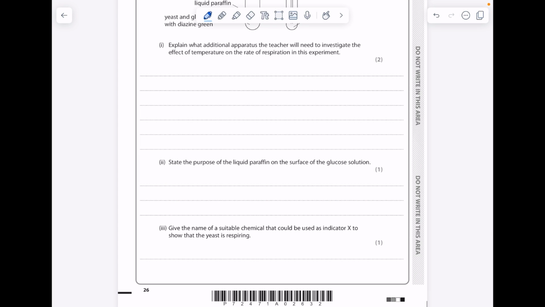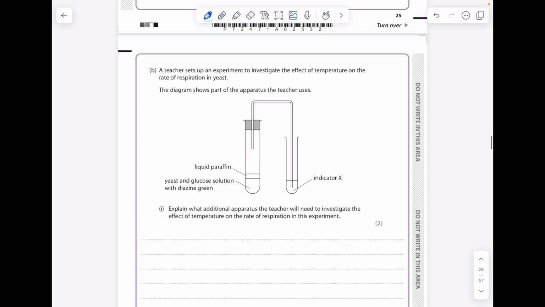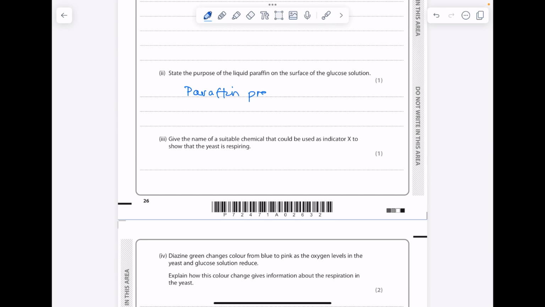State the purpose of the liquid paraffin on the surface of the glucose solution. So that liquid paraffin will stop oxygen entry and therefore force the yeast to anaerobically respire. Give the name of a suitable chemical that could be used as an indicator X to show that the yeast is respiring. So we know that we need to have a way of detecting carbon dioxide, so you could use lime water or hydrogen carbonate indicator, whatever you prefer. I'm going to go for lime water.